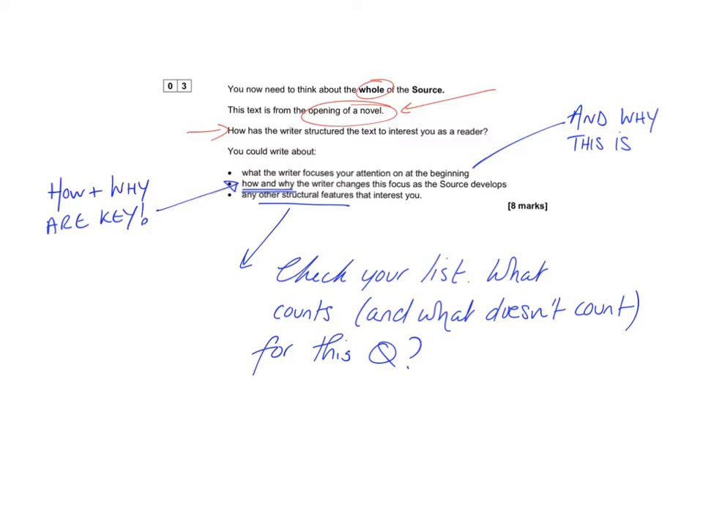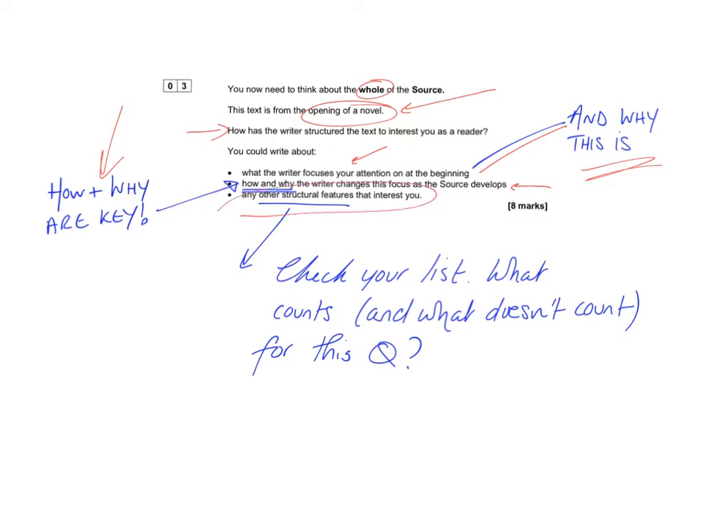And it's a way in to writing about these things. And you will always have to think about what the writer focuses your attention on at the beginning and why this is. That why is critical. How and why the writer changes this focus as the source develops. And again, it's how and why that's really important. You know the focus is going to start somewhere. You know it's going to shift. Which bits are you going to pick up on? Why has the writer put them in?